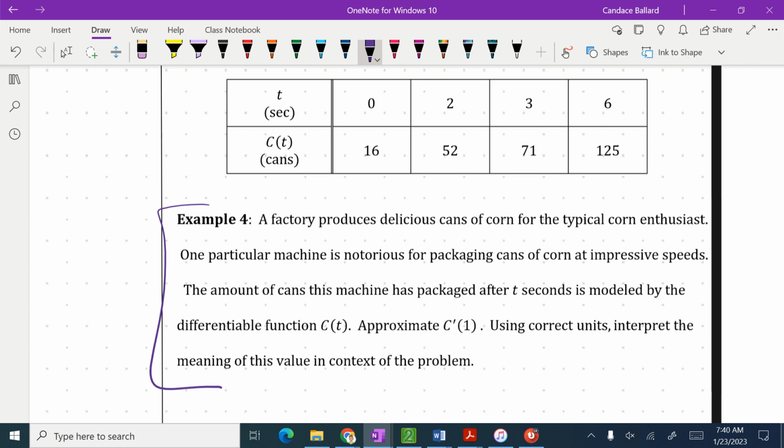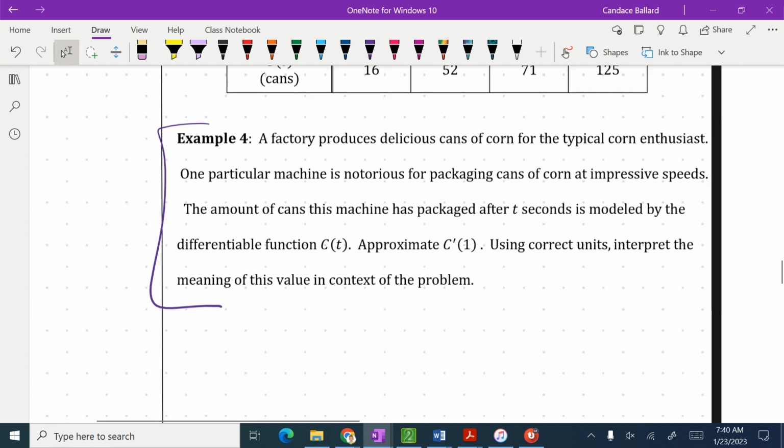All right. So we've got a factory that produces delicious cans of corn for a typical corn enthusiast. A particular machine is notorious for packaging corns at impressive speeds. The amount of cans this machine packaged after t seconds is modeled by the differentiable function c of t. Approximate c prime of 1 using correct units. Interpret the meaning of the value in the context of this problem. You can sometimes almost interpret it before you do the calculation, but we're going to do the calculation. What does that mean to do?